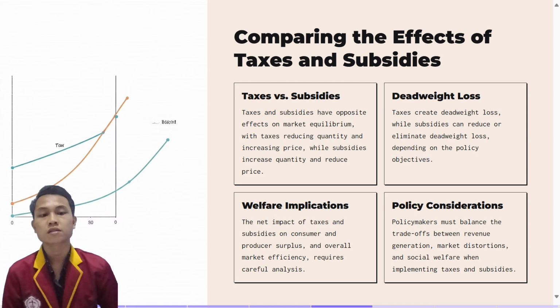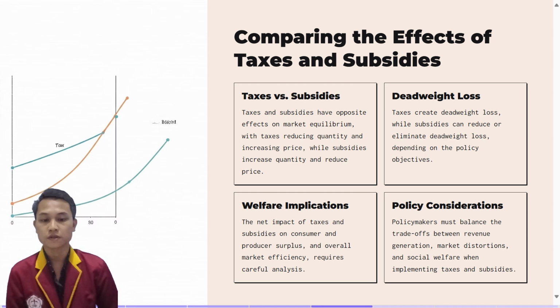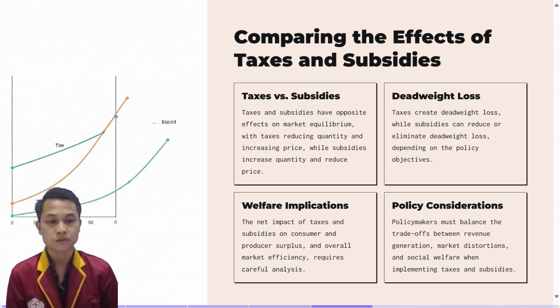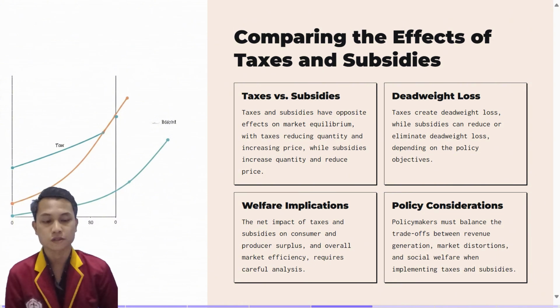Deadweight loss: tax creates deadweight loss, while subsidies can reduce or eliminate deadweight loss, depending on the policy objectives. Welfare implication: the net impact of tax and subsidies on consumer and producer surplus and overall market efficiency requires careful analysis. And policy consideration: policymakers must balance the trade-off between revenue generation, market distortion, and social welfare when implementing tax and subsidies.